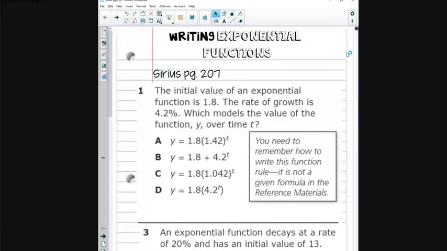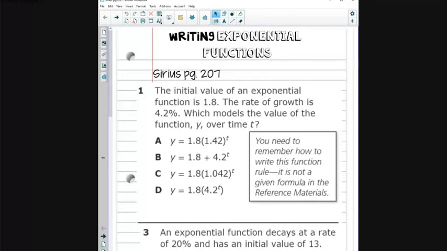Writing exponential functions, and we're going to use our series workbook starting on page 207. So for our 207, look at number 1. It says the initial value of an exponential function is 1.8. If you remember on the equation I gave you yesterday, there is a place for the initial value. The rate of growth is 4.2%, which models the value of the function y over time t.